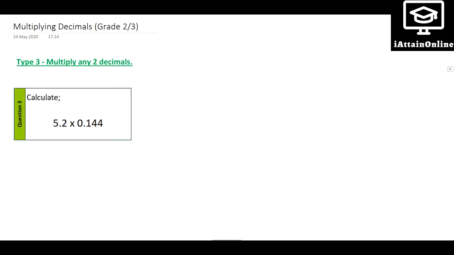Okay, for this one here, same as before, 1, 2, 3. This time we've got 4 digits after the decimal point, so our answer has to have exactly 4 digits. I'm going to use the grid method again, and then I'm going to show you another method after we've done this one for the same question.